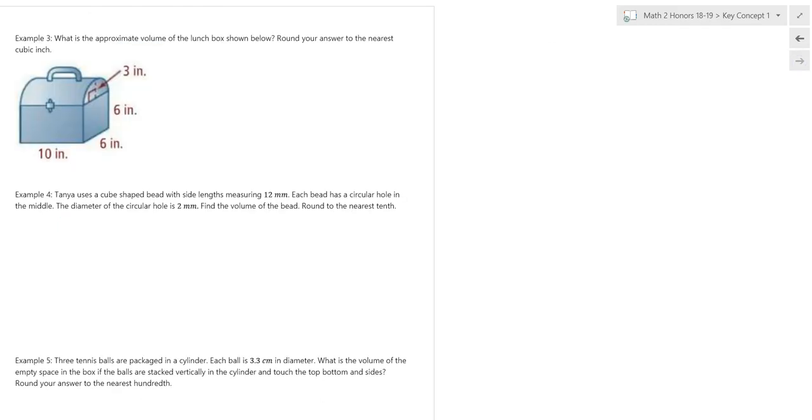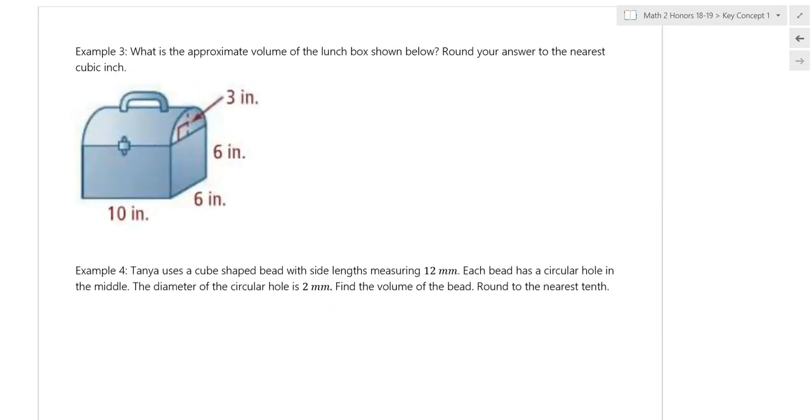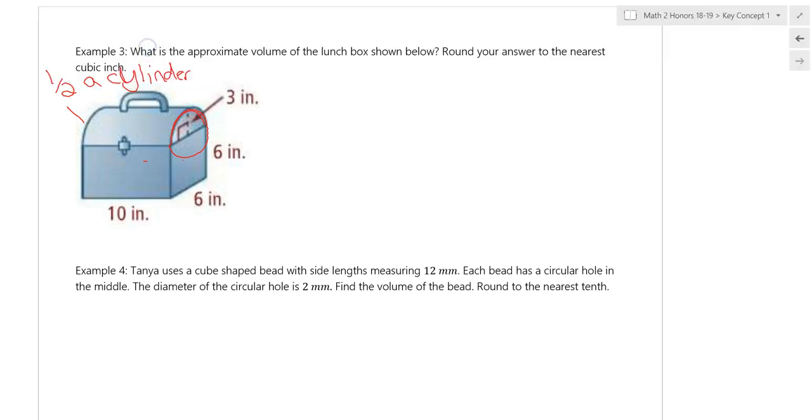All right, let's look at our problems on the back. Example 3, what is the approximate volume of the lunchbox shown below? So we have to, again, think about our shapes here. If you look, if I continued this, it would be a cylinder, but it's cut right down the middle. So this is actually half a cylinder. And then this, right, is just our basic box, so it is a prism.